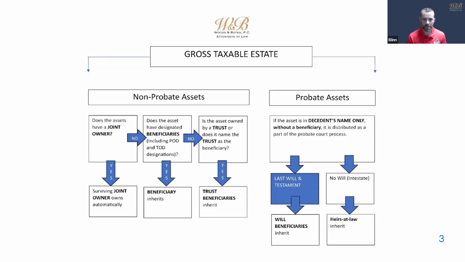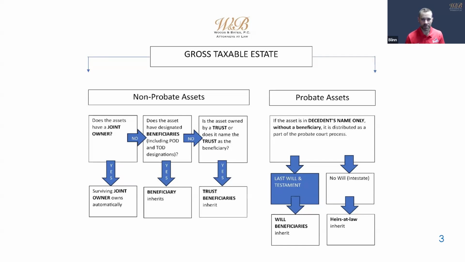Those assets owned by a trust would go to the trust beneficiaries or be held by the trust, depending on what the trust says. Assets that list beneficiaries, payable on death, transfer on death, are going to go to those specific beneficiaries that are listed without probate. And any joint owner with rights of survivorship is going to automatically own that asset if one of the other joint owners dies.